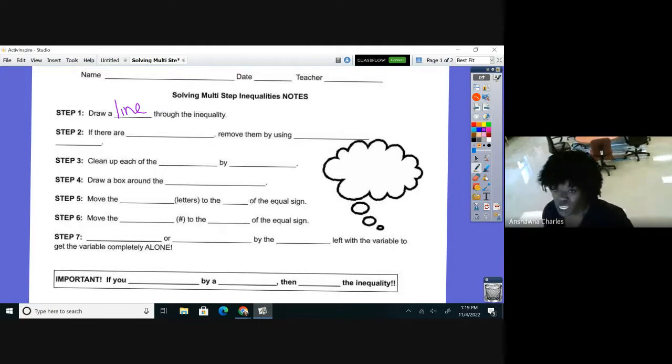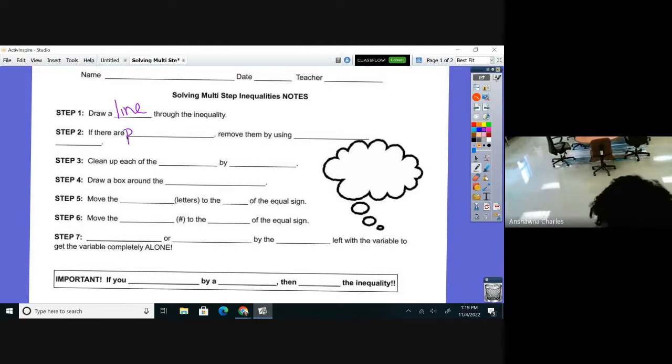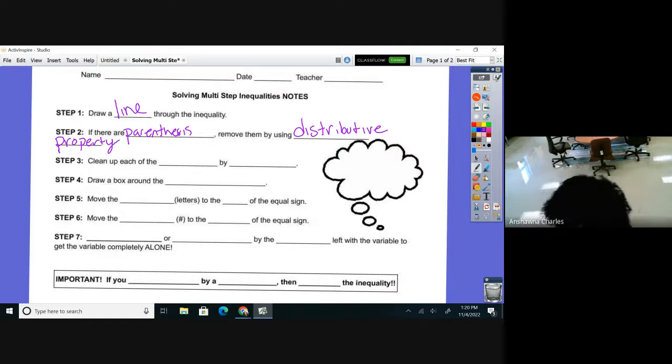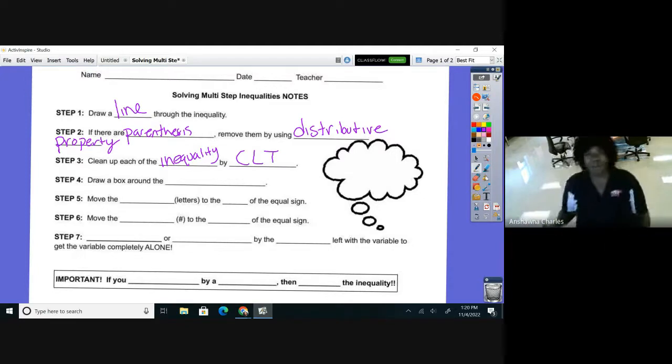If there are parentheses, remove them by using the distributive property. Clean up each side of the inequality by combining like terms. I'm not writing it all the way out. Combining like terms, adding things that are alike. Draw a box around the variable.